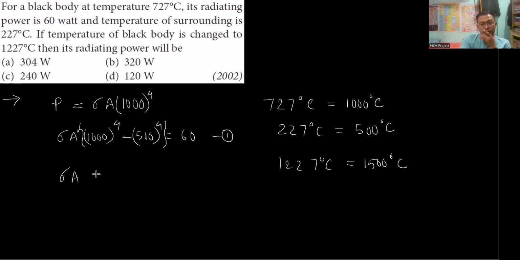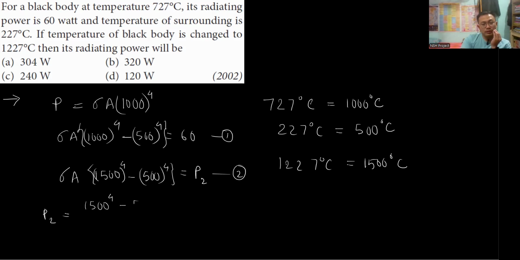Equation 2, sigma A times 1500 to the power 4 minus 500 to the power 4 is equal to P2 to be found. So let's say P2 is option number 2. Obviously P2 is equal to 1500 to the power 4 minus 500 to the power 4 divided by 1000 to the power 4 minus 500 to the power 4, which is 16 as is it? Yes, P2 by 16 into 60.